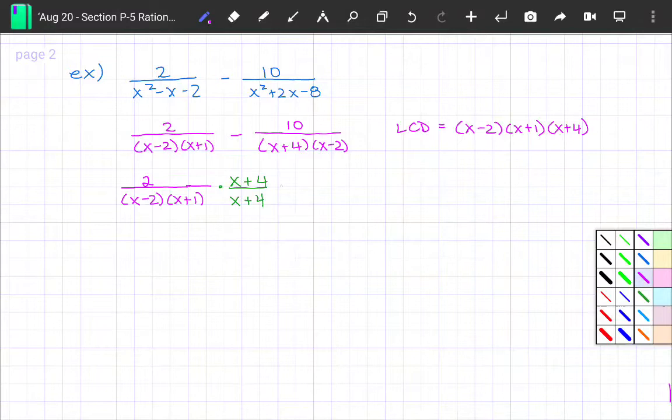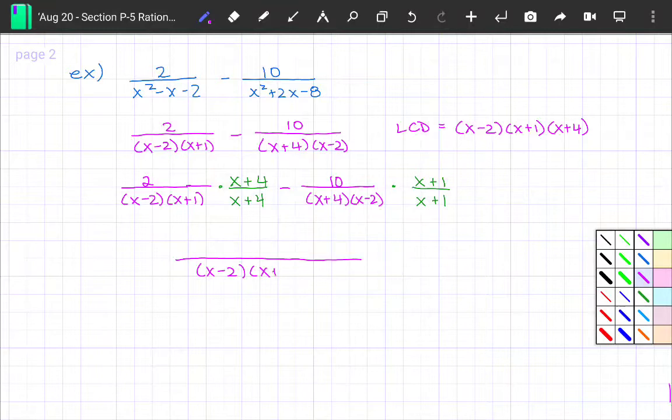In the second fraction, I don't have an x plus 1. So I need to multiply the top and the bottom by x plus 1. Now the good news is you don't have to multiply all your denominators out. Leave your denominators factored. You have to multiply the numerators together, but not the denominators. So I'm going to have a common denominator already. I'm just going to go ahead and put this all over this common denominator because I know that's what's going to happen.